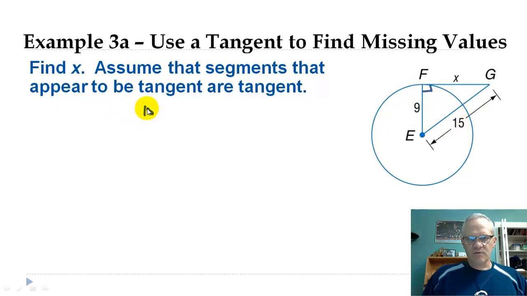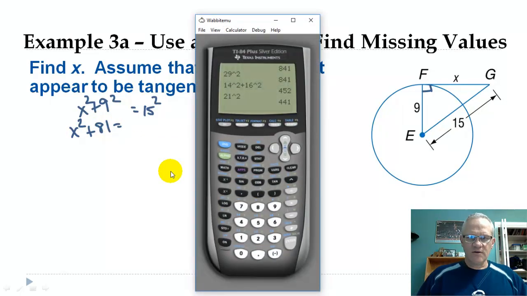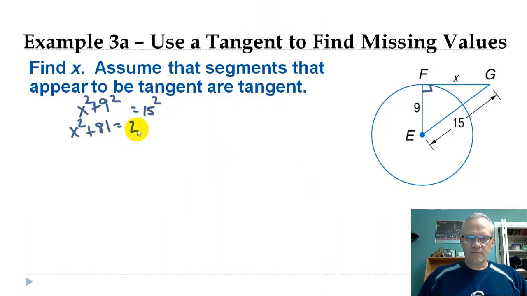And so the other two will be your A and your B. So x squared plus 9 squared. Okay, so there's our formula. Let's work it out. x squared plus 81 equals, I don't know if I know that off the top of my head, 15 squared, 225, minus 81.